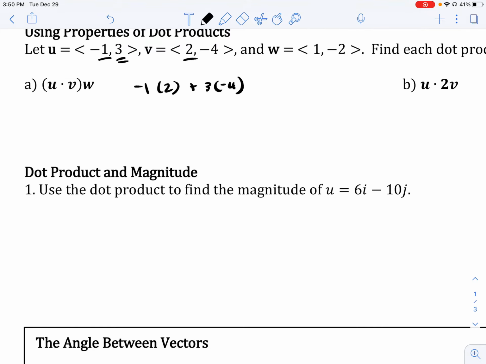And remember, that dot product is going to give us a scalar, which we'll multiply in a moment. And then we're going to take that and multiply it by, and I'll just do this in a different color, vector w, which is <1, -2>.